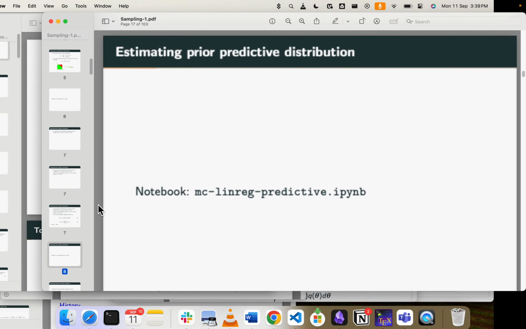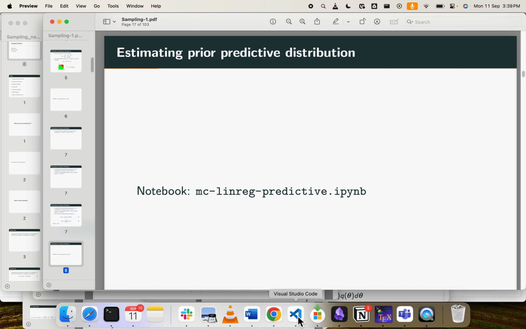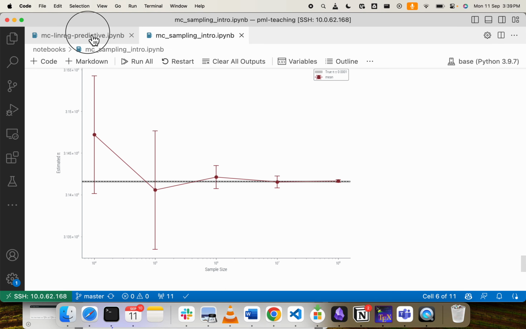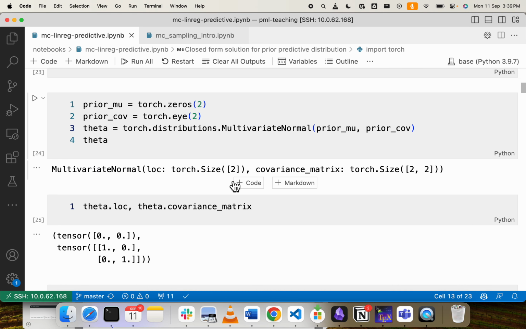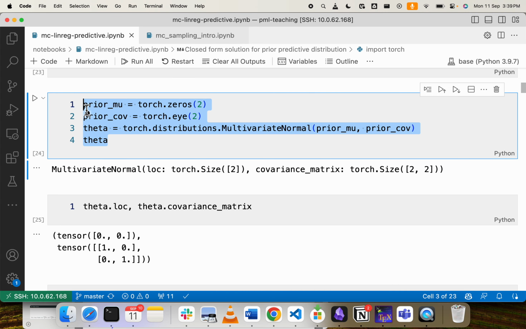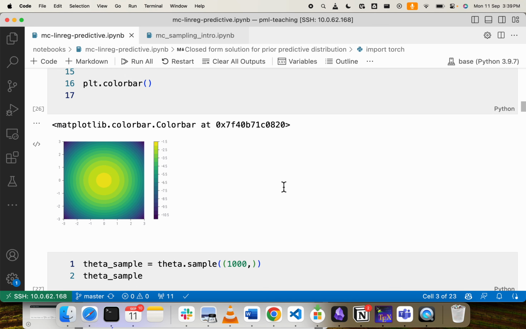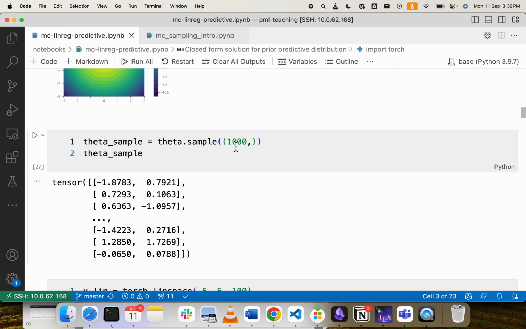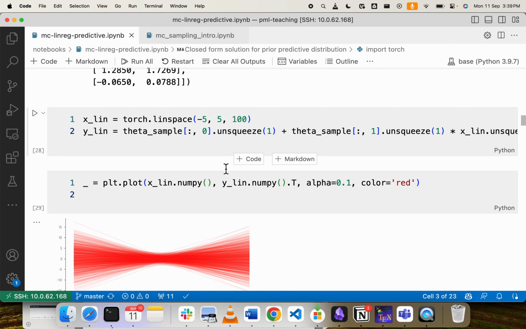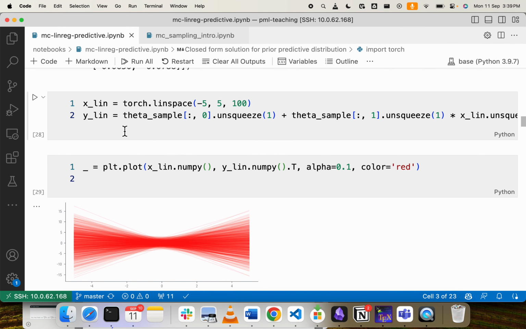So we saw this last time also, but let's again revise the linear regression predictive. Right, so we put some prior mean and covariance. We create the prior distribution. In this case, I'm calling it theta. It's a multivariate normal with a certain mean and certain covariance. I can view the multivariate normal distribution over here. I can get some 1000 samples from it.